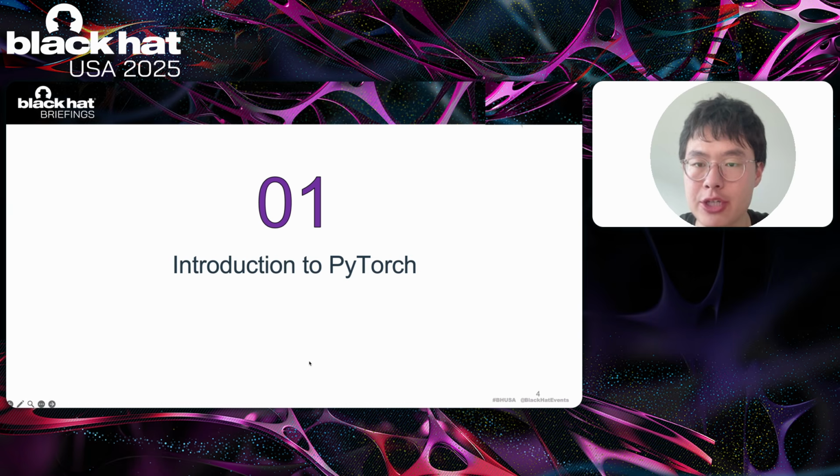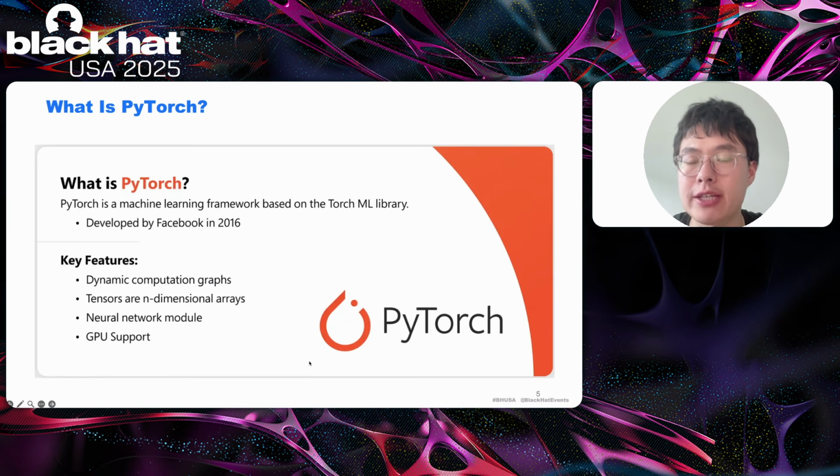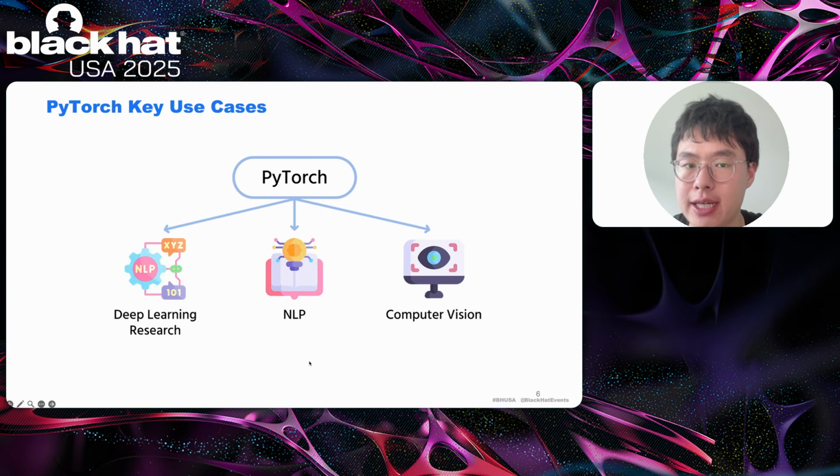First, introduction. So what is PyTorch? PyTorch is a machine learning framework based on the Torch machine learning library, and it was developed by Facebook. Now it is an open source project, and it is very easy to use and has some really great features. PyTorch is widely used in deep learning research, natural language processing, or NLP, and computer vision.